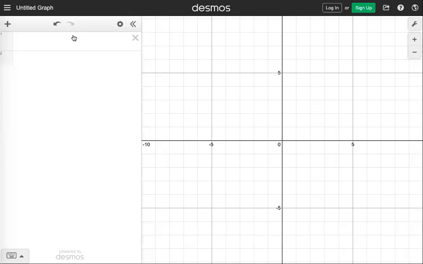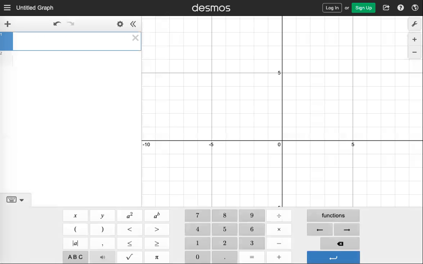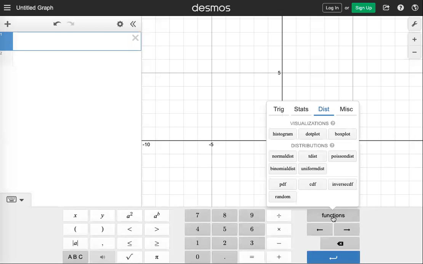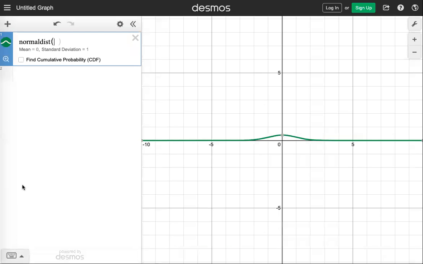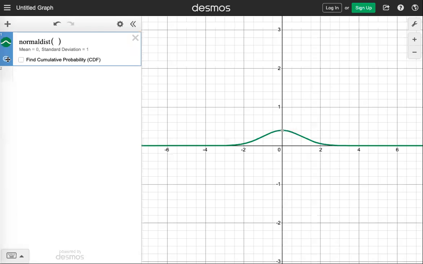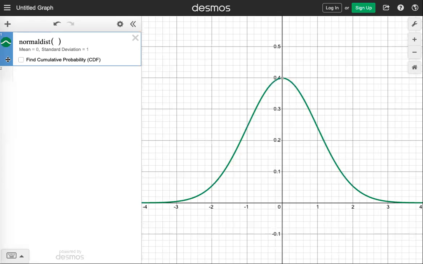Now here at Desmos, click into box 1 and then open up the keypad at the bottom of the screen. Once you open up the keypad, you can go all the way to the right to where it says functions. If you click on that, you'll have 4 options. We're going to click on DIST, which stands for distributions. Under distributions, you'll see normal dist. We're going to click on that. Now I'm going to hide the keypad, and I'm going to hit the zoom fit button at the bottom of the box so that I can see the normal distribution.